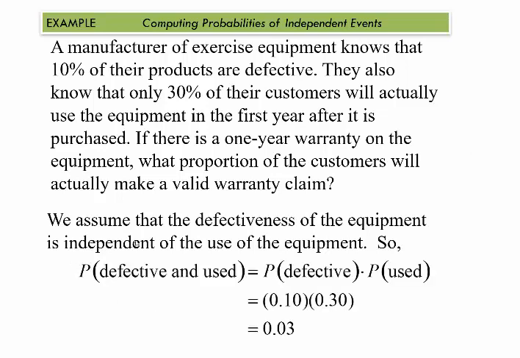So I need to find the probability that it's defective and they use it so that they know it's defective and get their 1-year warranty. Well, since we just said they're independent of each other, it's the probability that it's defective, which we know is 10%, times the probability it's used, which is only 30%. So that's 0.10 times 0.30. Well, when you multiply that, there's only a 3% chance that they will use that 1-year warranty.